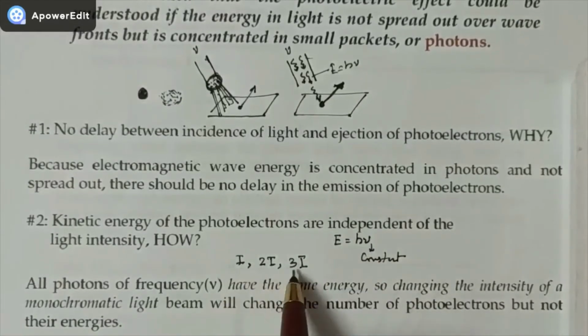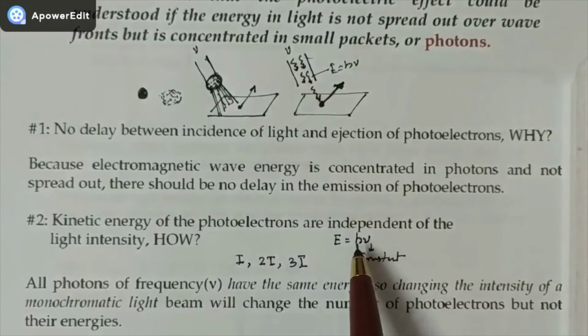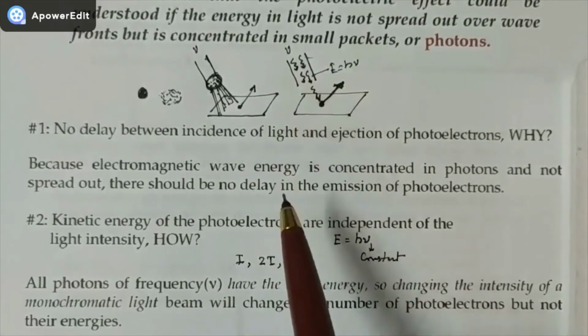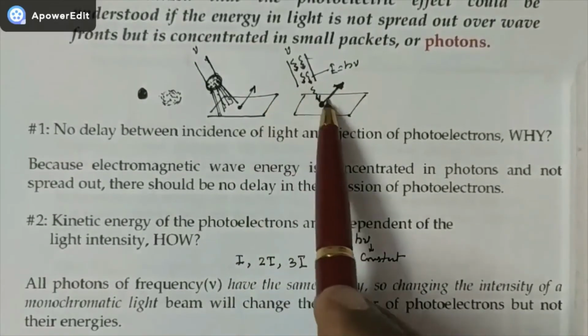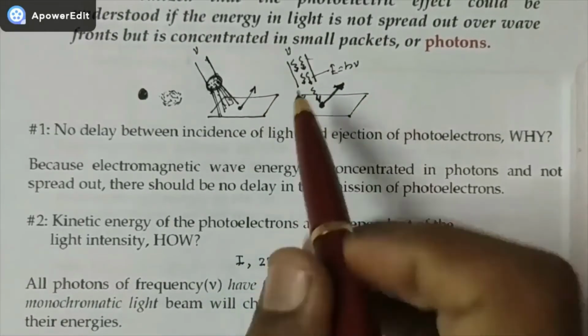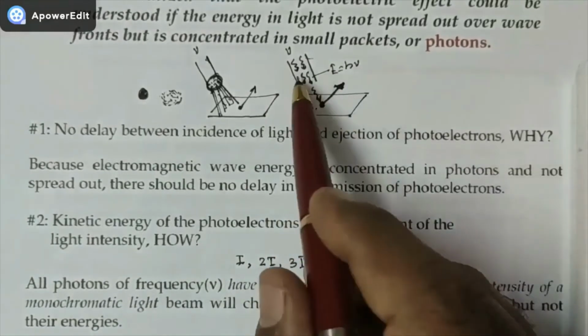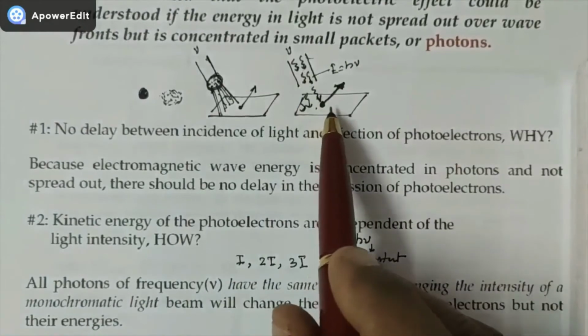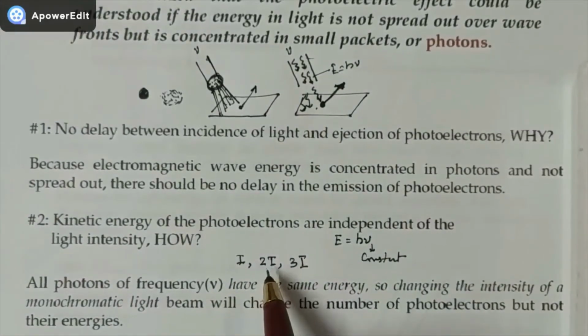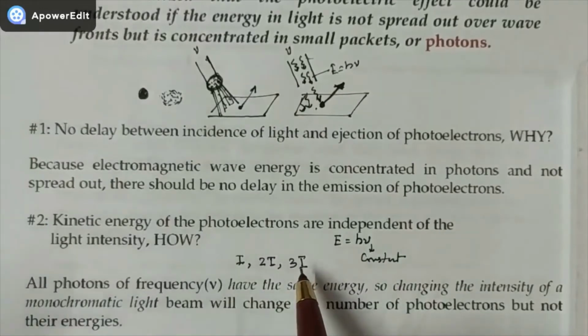But what am I doing when I increase the intensity? That means increasing the number of photons which are the constituents of this light. So if the number of photons reaching the surface is more, more photoelectrons will come out. If the number of photons coming on the surface is 5, then 5 electrons will come out. If it is 10, more electrons will come out. If it's 15, even more electrons will come out. And the more electrons come out, there will be more current.